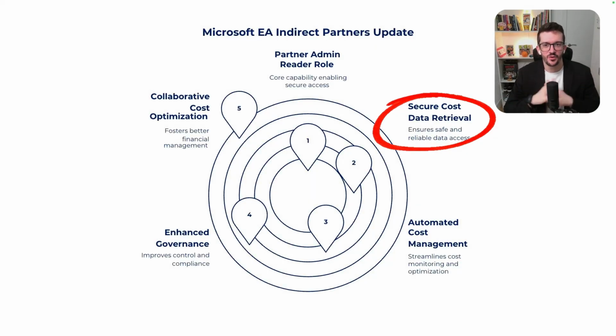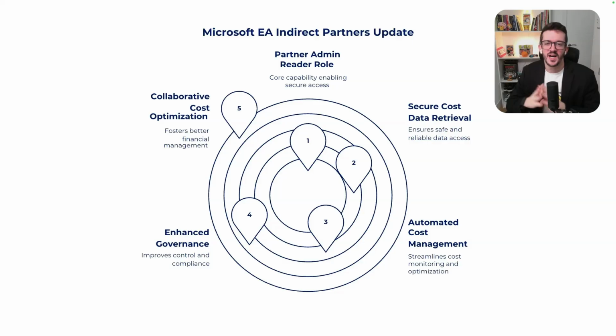A major improvement for the Enterprise Agreement, indirect partners, and FinOps teams is the new support for service principals in Partner Admin Reader role. Before, accessing a customer's cost data with code was a challenge, often requiring manual exports that could lead to errors. Now, indirect partners can assign this role to applications in Azure Active Directory or Entra ID.